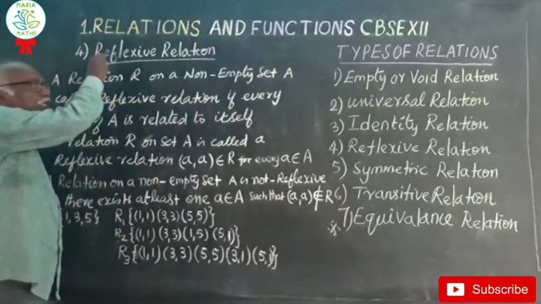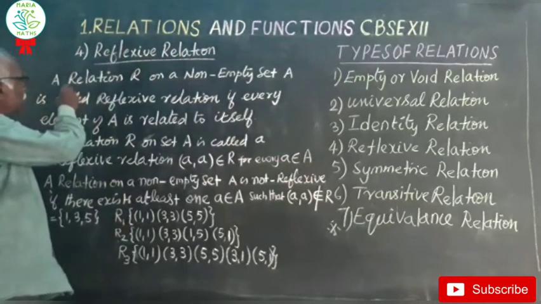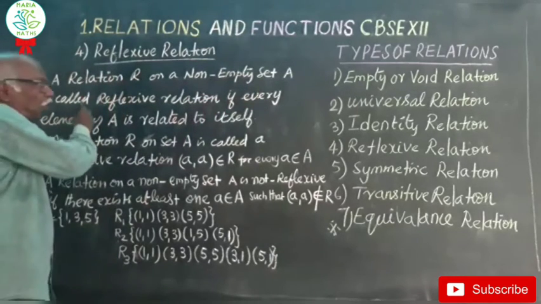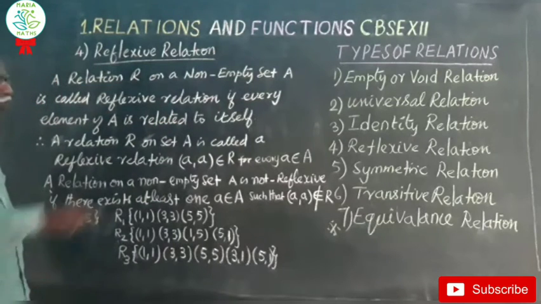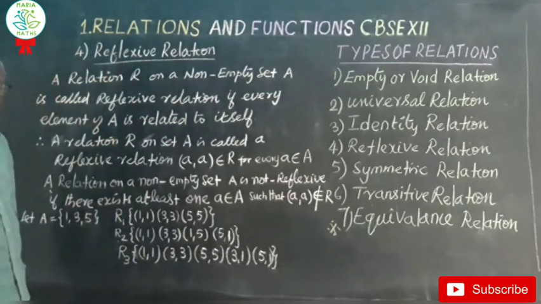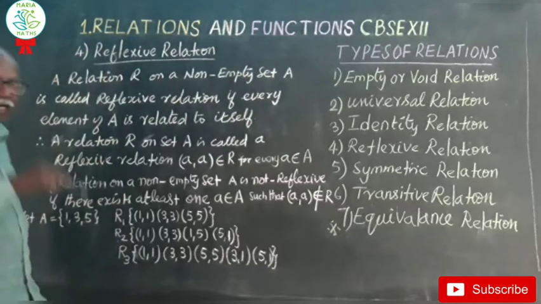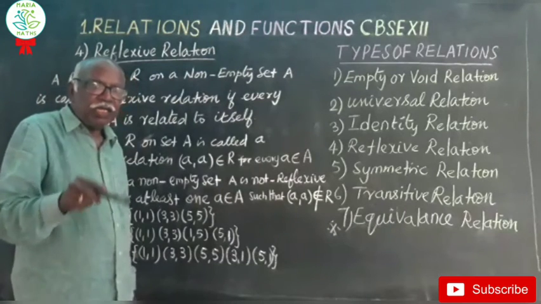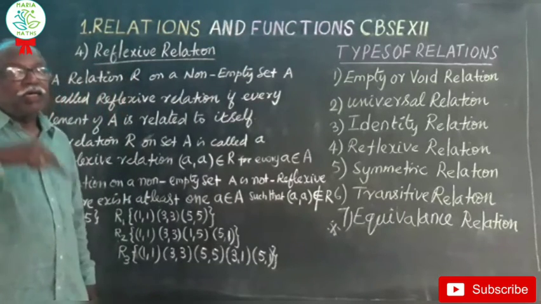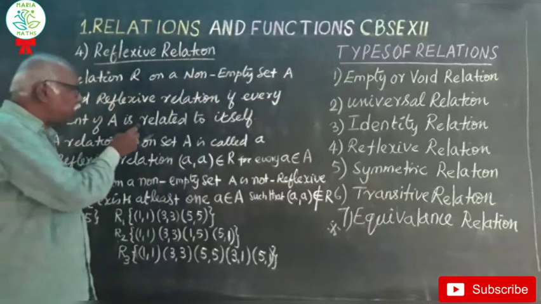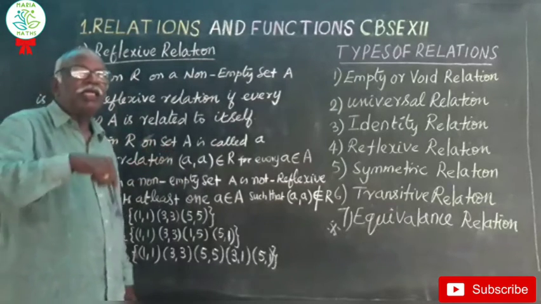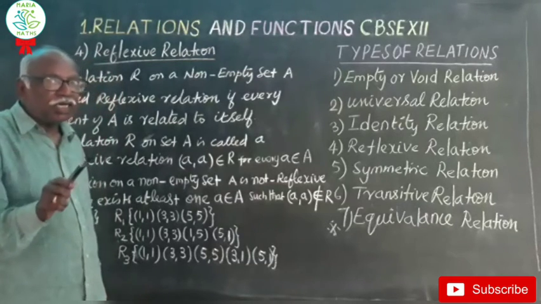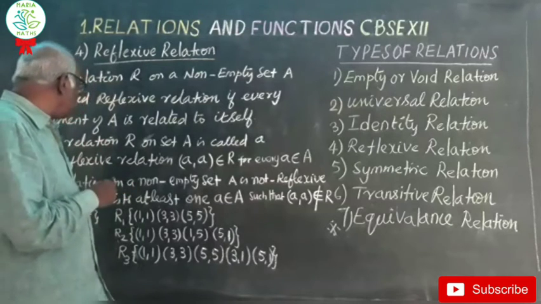Fourth relation, reflexive relation. A relation R on a non-empty set A is called reflexive relation if every element of A is related to itself. In identity relation, every element of A is related to itself only, whereas in reflexive relation, every element of A is related to itself, and it can be related to some other elements also. That is the difference between an identity relation and a reflexive relation.